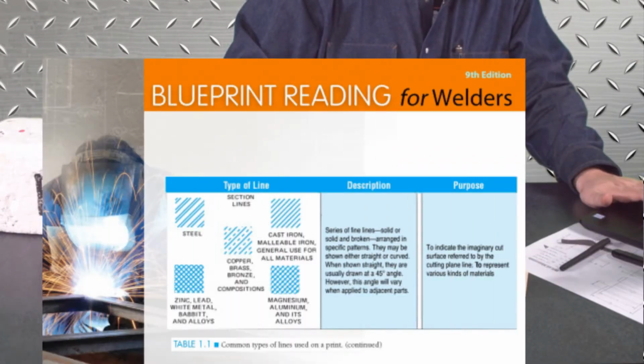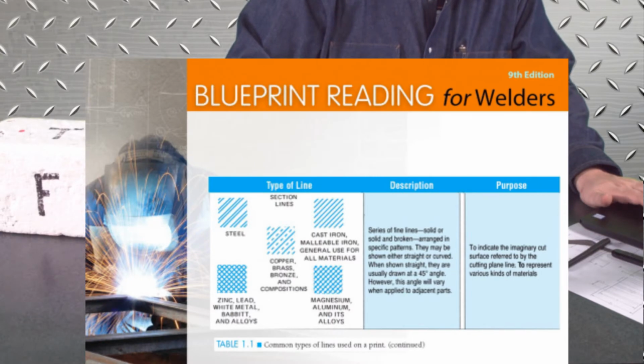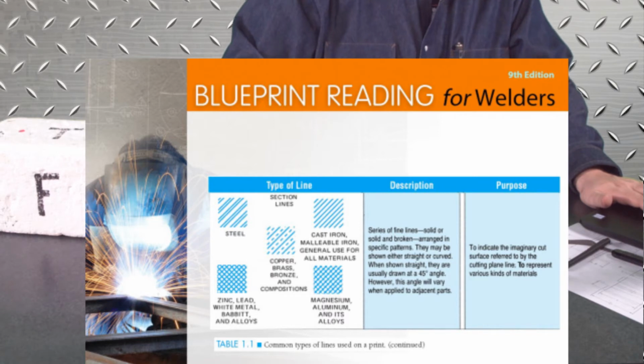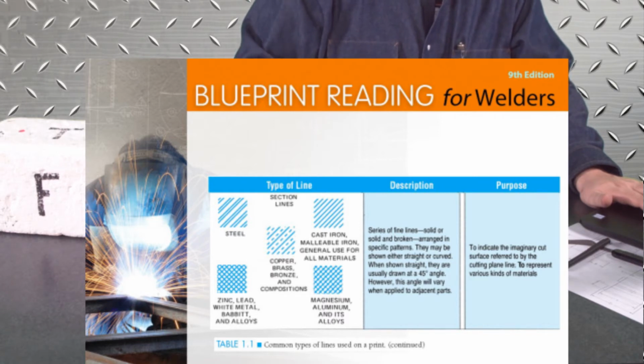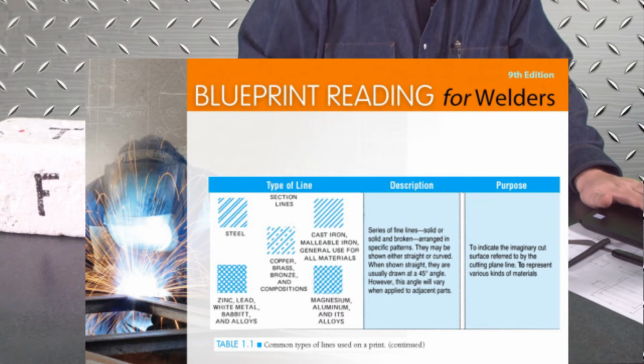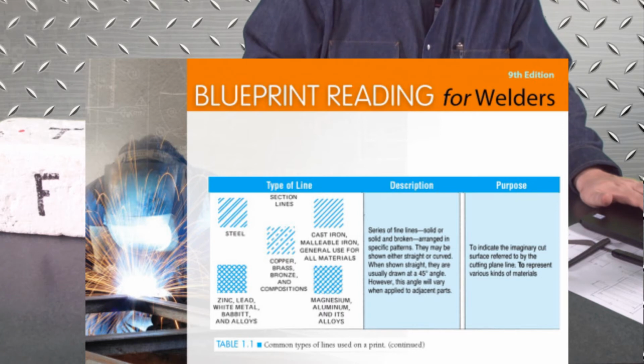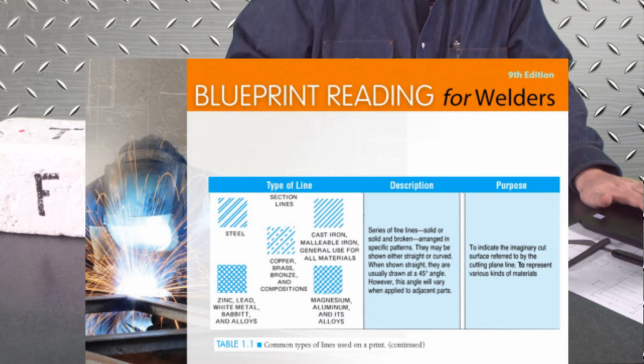And we have section lines. These are a series of lines, solid and broken, arranged in a specific pattern. Now, these lines represent the cutout surface of a material or a plane that's been cut through, and these section lines can represent different types of material, whether it be steel, cast iron, copper, bronze, zinc, lead. It's not something you run into too much these days because there isn't a standardized pattern for each type of material.